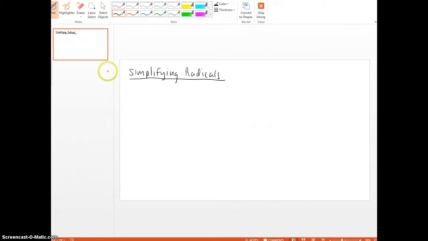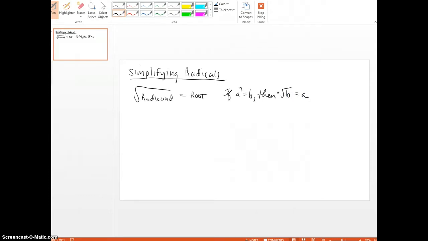Now, the first thing you need to know, when we talk about a radical, what are we talking about? We're talking about the square root, all right? And when we take the square root, we say the number inside is the radicand. And when we take the square root of that, that ends up being the root. Now, by definition of the square root, if a squared equals b, then the square root of b equals a.